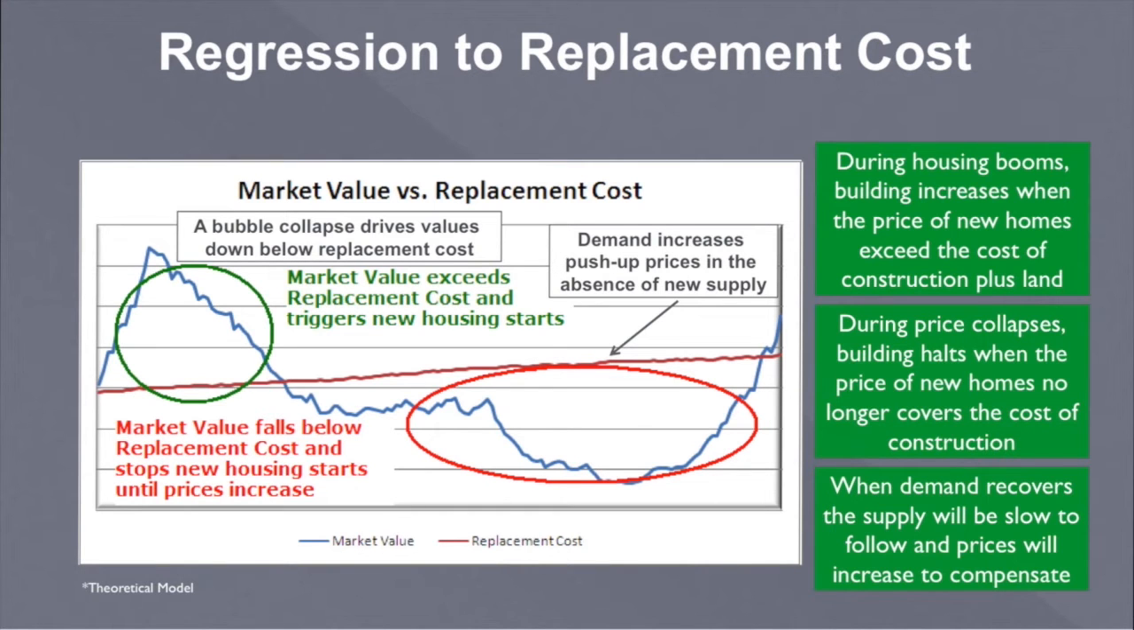So during housing booms, when building increases, when the price of new homes exceeds the cost of construction plus the land, then you see developers are encouraged to build. Well, of course they are, because they know that margin, that difference of the two components being added up, the land and the improvement, that margin above that represents what? It represents the builder or the developer's profit.